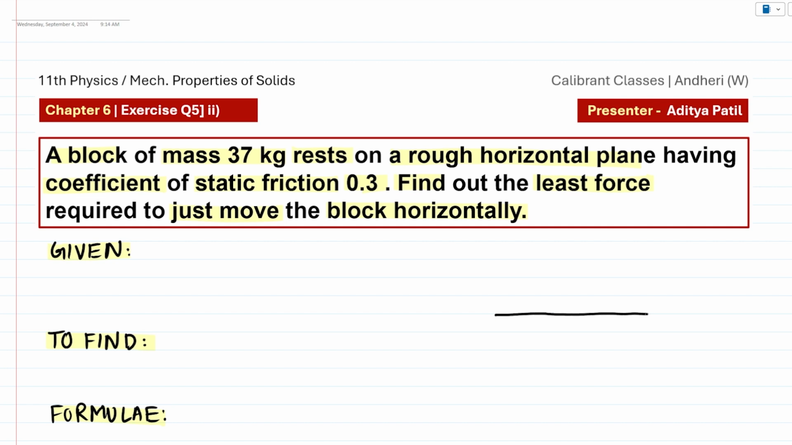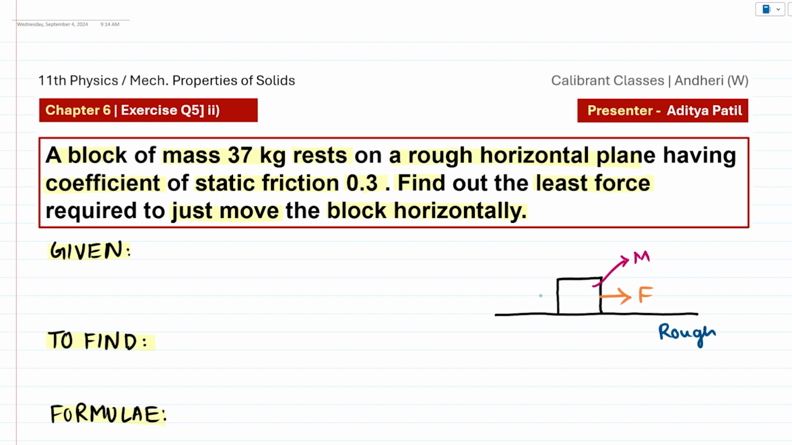हमारे पास एक rough horizontal surface है, and so since we have a rough horizontal surface, I write rough over here. And इस horizontal surface पे we have a block resting on it, and this block का mass is given to us, and हम यहाँ पर represent करेंगे as capital M. Now, if we apply some force, this block won't move.